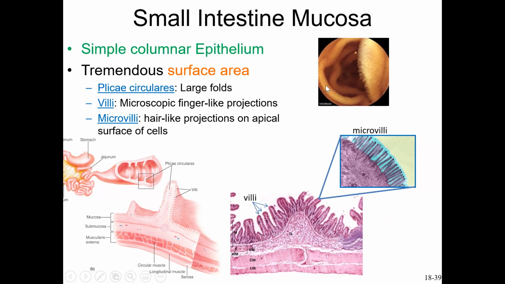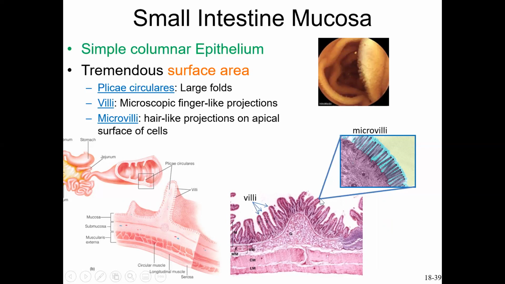If you're looking at this picture right here, this is a real picture of the small intestine. These large folds sort of look like the corkscrew, like the little ridges on a screw. Those would be the plica circularis, the larger folds. And if you look right here, see these finger-like extensions that make it look fuzzy, sort of like a carpet? Those would be the villi.